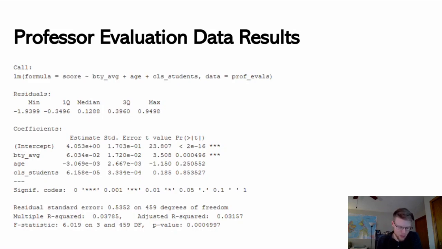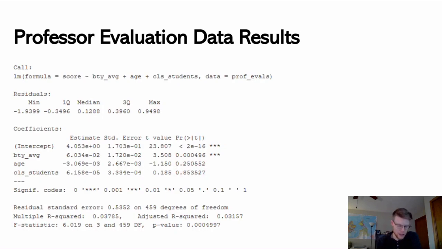So notice that we have the average beauty score for the professor as a predictor, the professor's age, and the number of students that professor had in each class. And then we're using that to try to model the average evaluation score for each class that professor taught. So our regression looks like this, and again, we can see these individual p-values for each predictor.